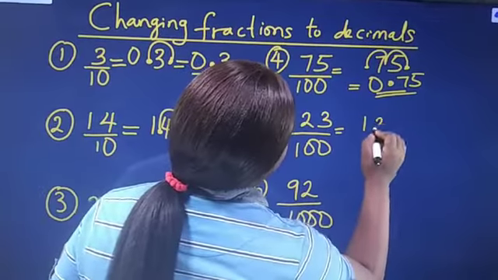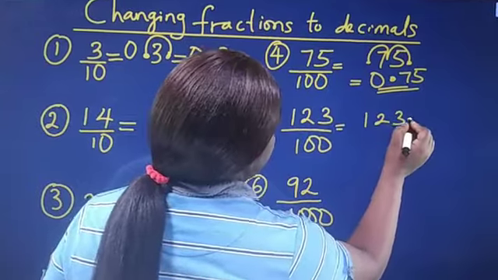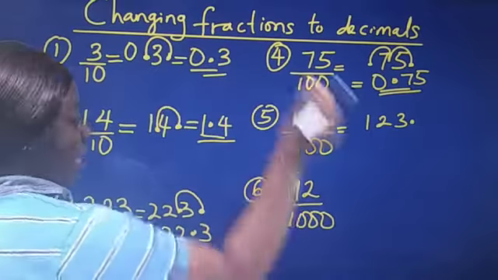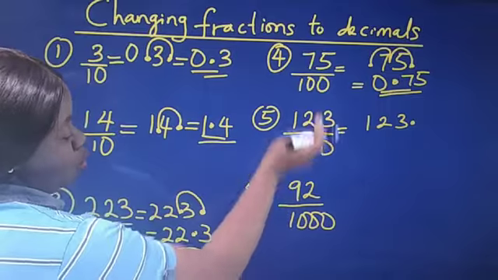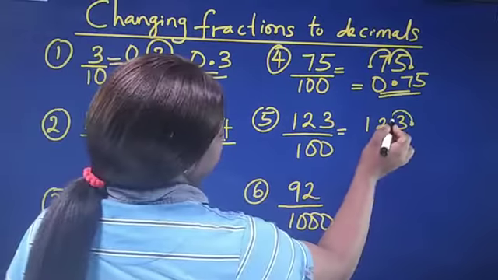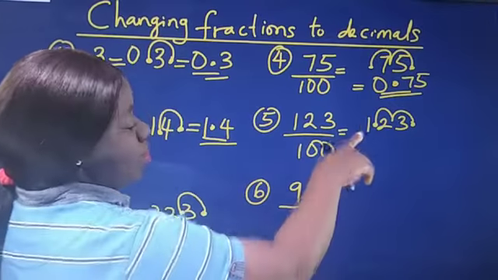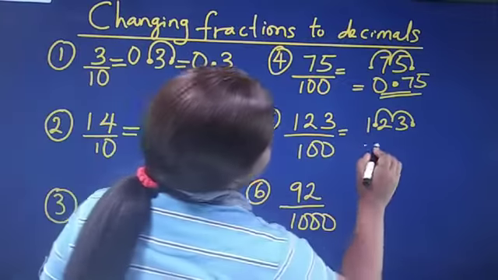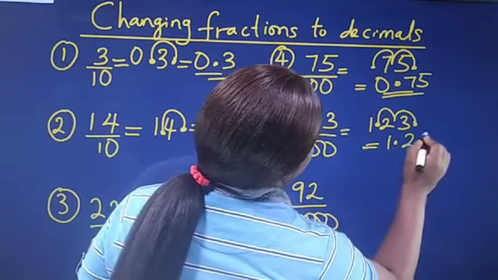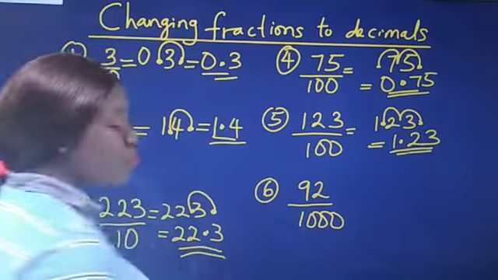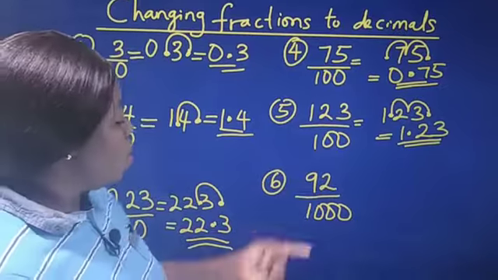Now look at number 5. 123 divided by 100. Introduce a decimal point. Count to the left. 1, 2. Because 100 has 2 zeros. So the decimal point has been shifted to this place. So that will be 1.23. So the answer is equal to 1.23.